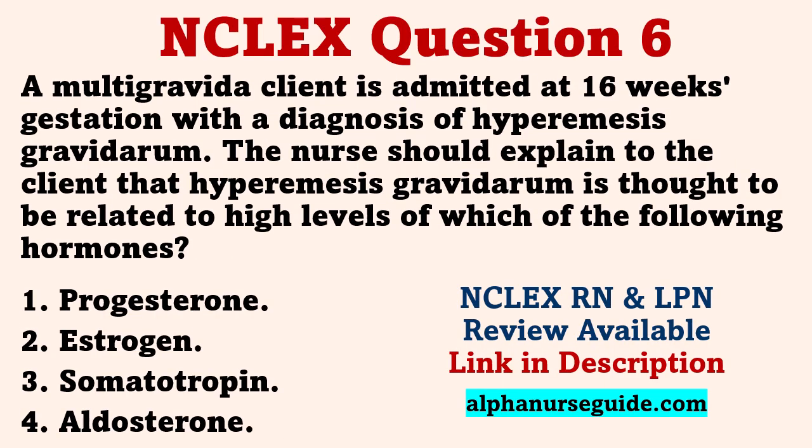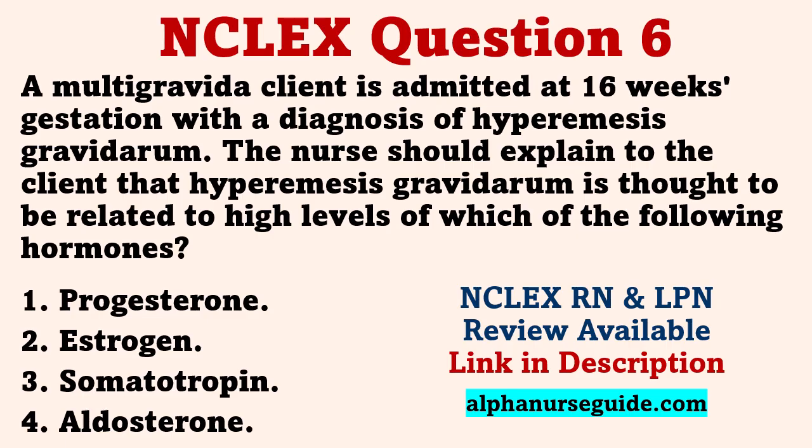A multigravida client is admitted at 16 weeks gestation with a diagnosis of hyperemesis gravidarum. The nurse should explain to the client that hyperemesis gravidarum is thought to be related to high levels of which of the following hormones? 1. Progesterone. 2. Estrogen. 3. Somatotropin. 4. Aldosterone.